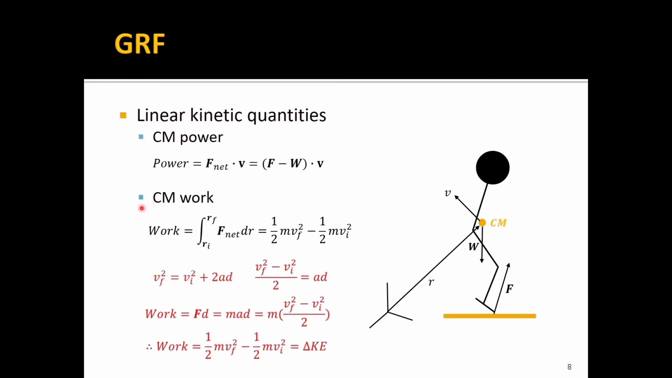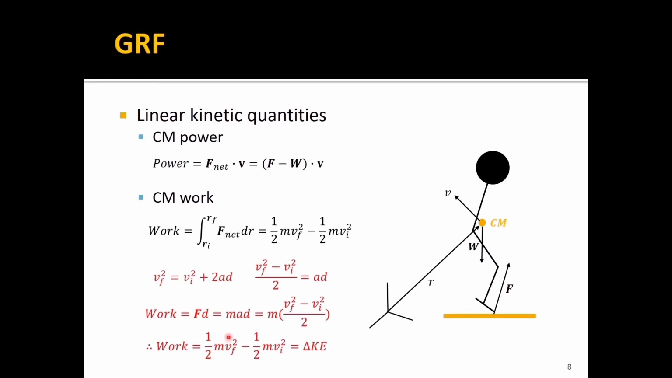Center of mass mechanical work. Work is calculated by the integral of force with respect to displacement using a force and displacement graph. And this calculated work causes a change in the kinetic energy of a body. This is the work energy theorem. This red part here shows us how mechanical work causes a change in kinetic energy of a body.